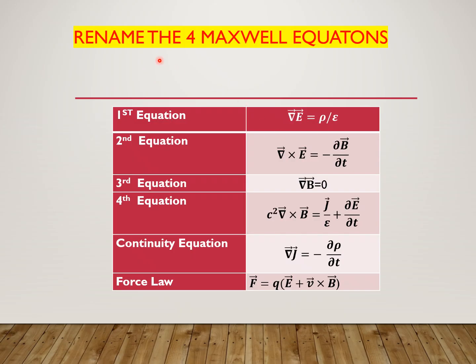Now, in summary, we rename the Maxwell equations for mathematical reasons. The first equation is the dot product of del operator with E, and the second equation is the cross product of del operator with E, which is minus dB over dt. The same applies for magnetism. The third equation is the dot product of del with B, and the fourth equation is the cross product of del with B. We have also the continuity equation and the force law, which is this one.